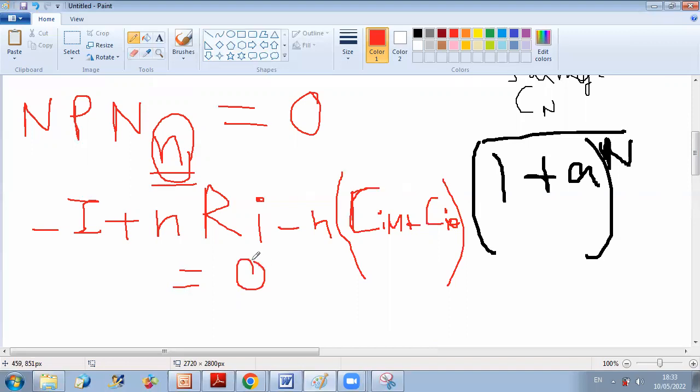So this is equal to 0. And then I have everything. I have the investment, I have the income, I have the costs. I can compute the value of n.